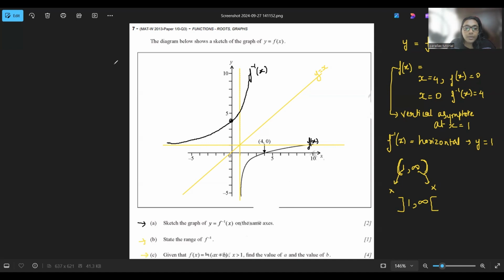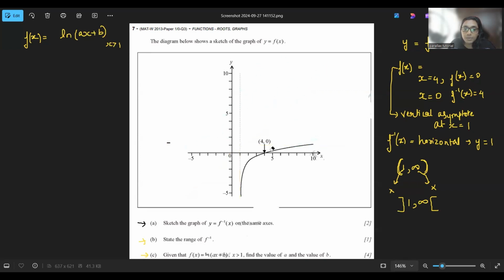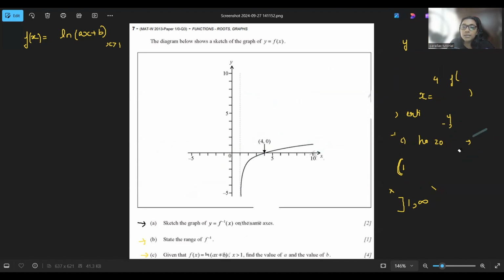Third part. Given that f of x, now they have given you the function itself. It is ln(ax plus b), and x is greater than 1. That's the condition which is given. We have to find the values of a and b. To do this, let's first erase all the unnecessary parts which we don't know so that we get some clarity on how we have to work on this.